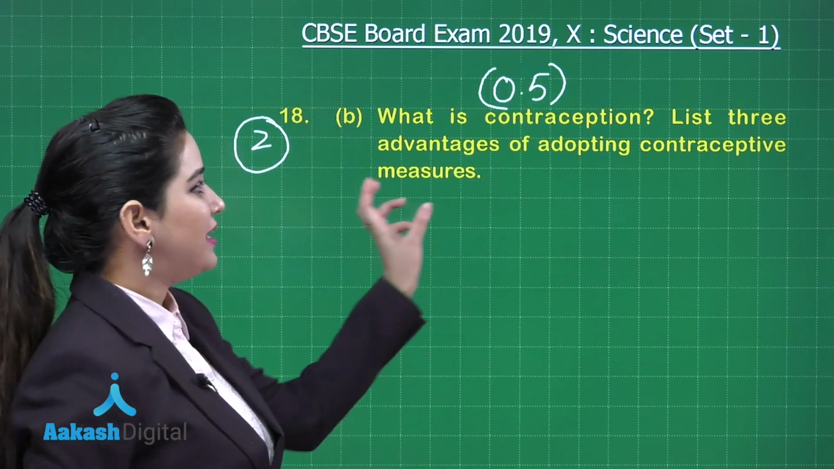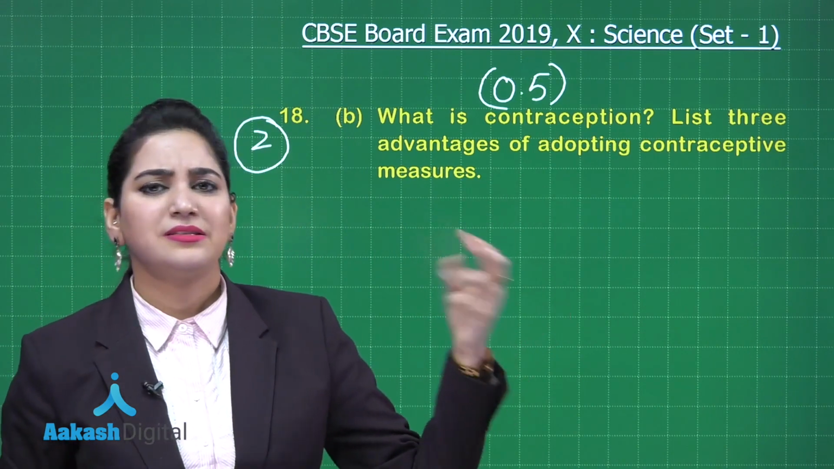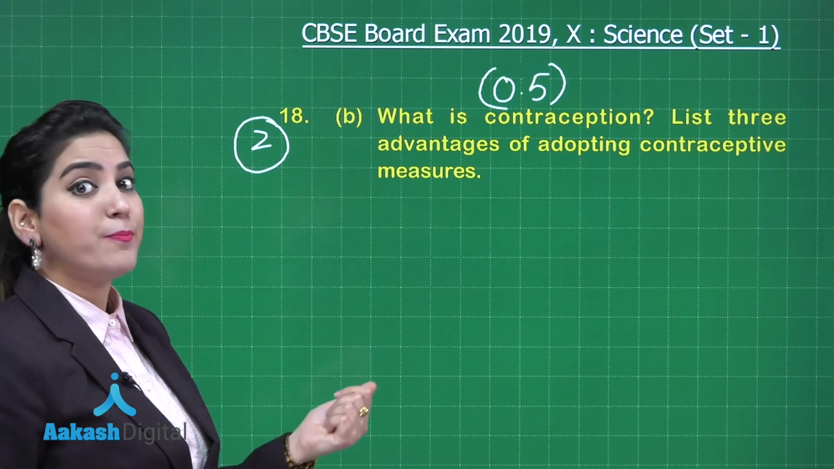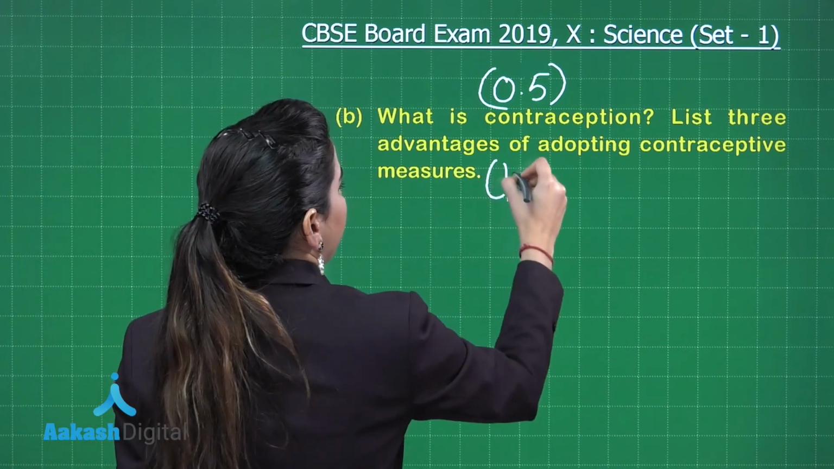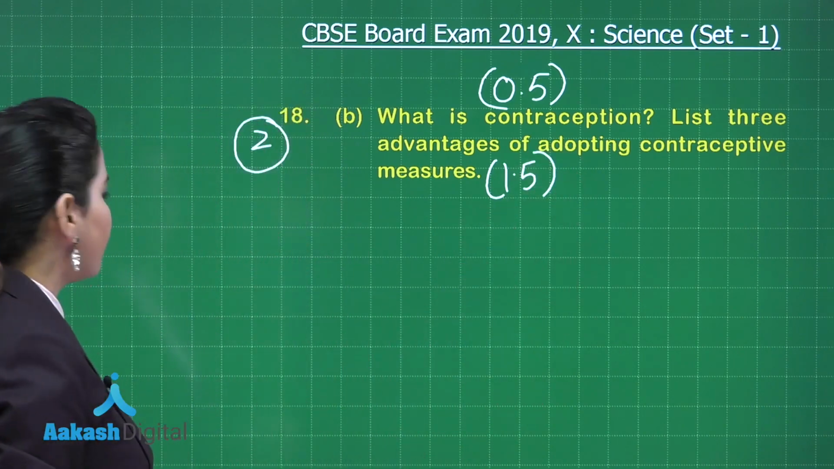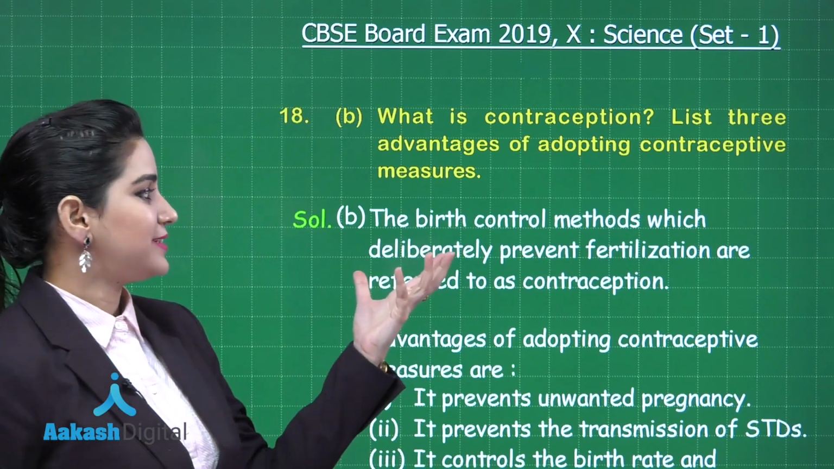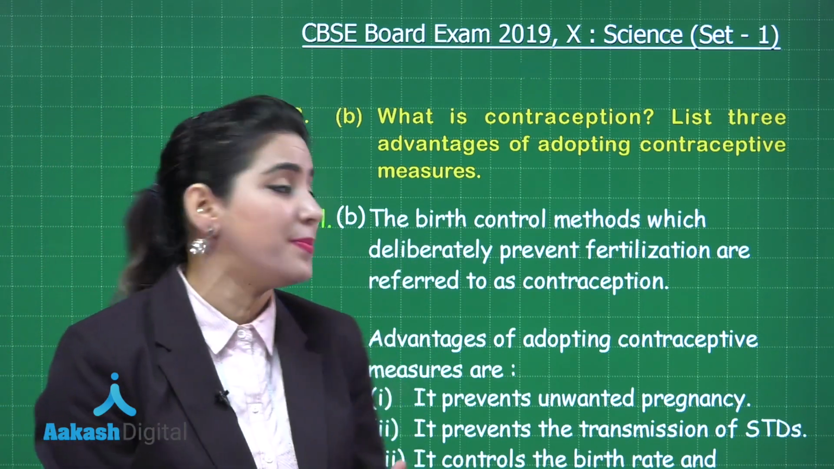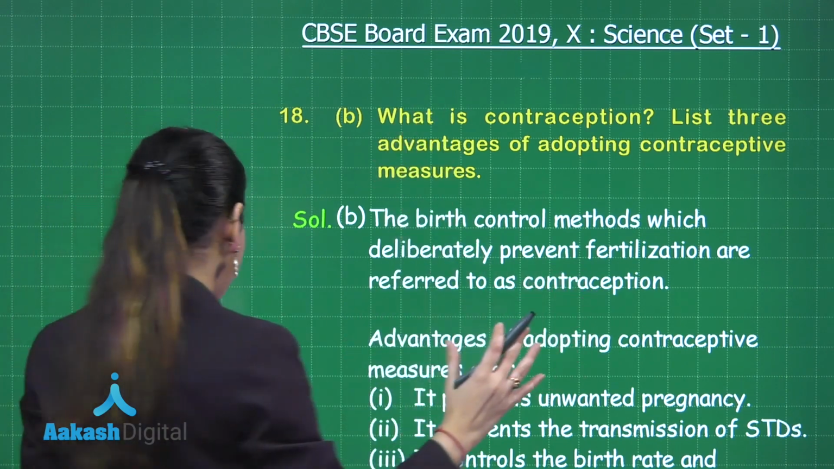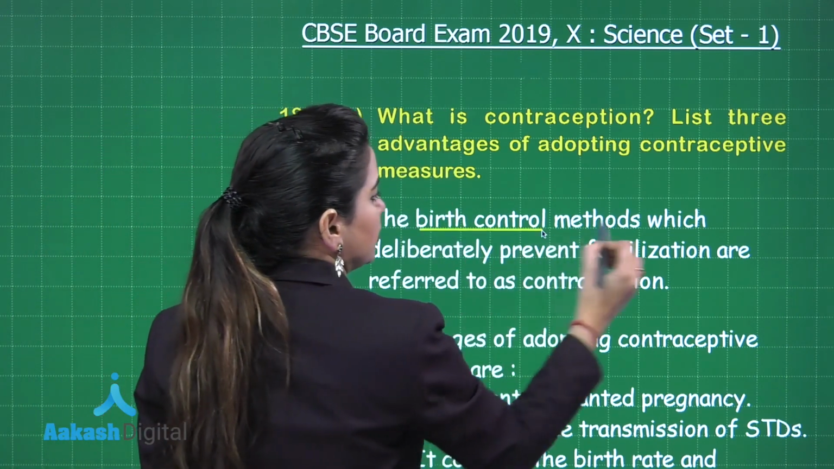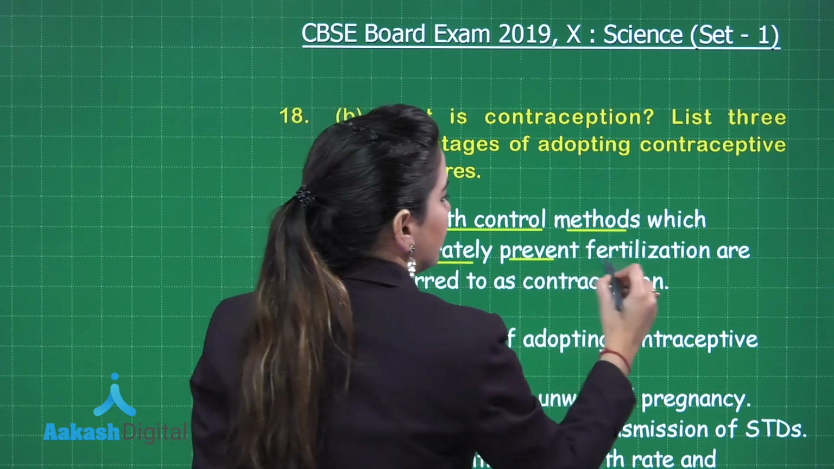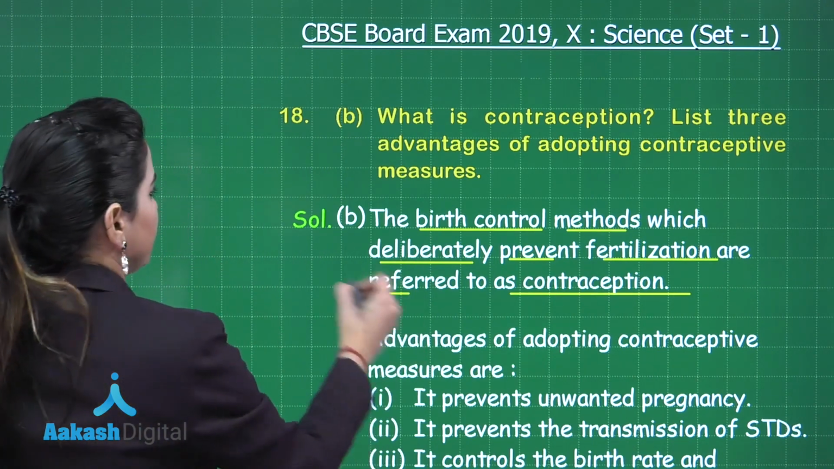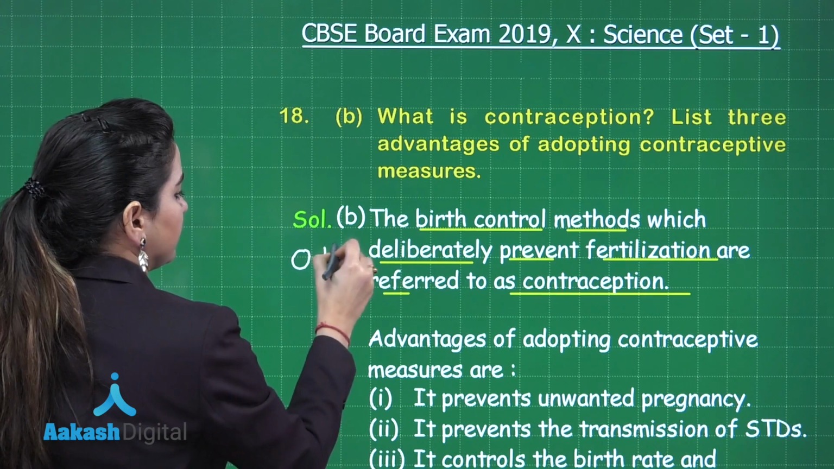And then you have to list 3 advantages. So if you list 3 advantages, 0.5 for all 3, which means you are going to get 1.5 marks for listing. Now let us try to answer first of all the first part, that is the definition of contraception. Guys, birth control methods which are deliberately meant to prevent fertilization are referred to as contraception. So the birth control methods which deliberately prevent fertilization are referred to as contraception. And as I have said, this is going to give you 0.5 marks.